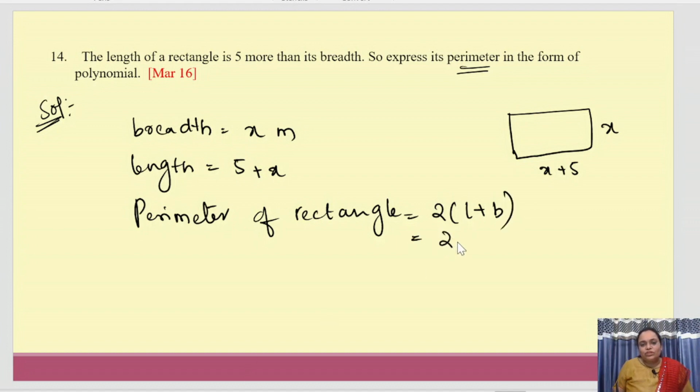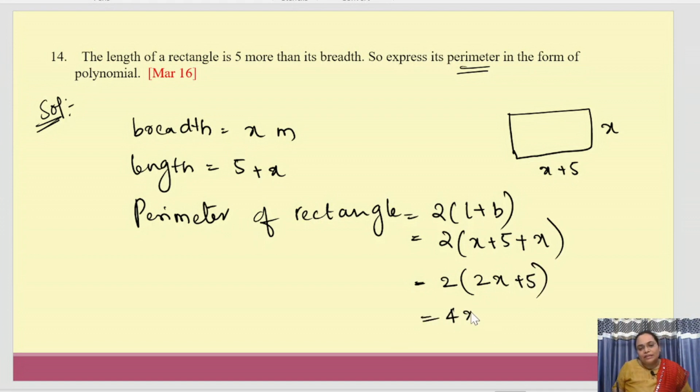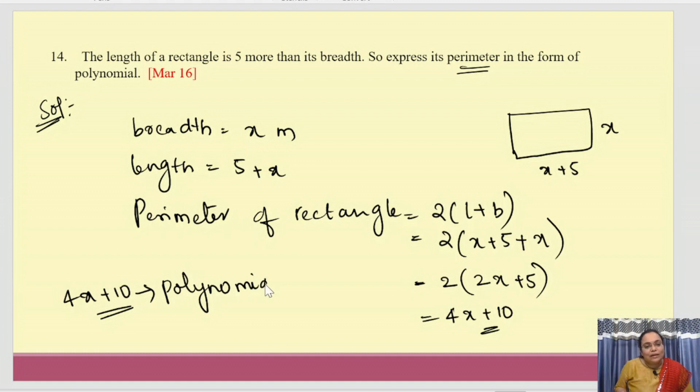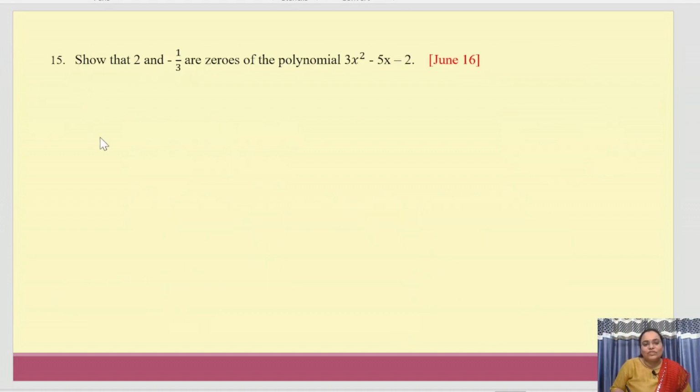Right? So, which is 2 into (L is x plus 5, plus B is x), so which is 2 into (2x plus 5). So, which is 4x plus 10. Okay. So, this 4x plus 10 is the polynomial which represents the perimeter of this rectangle. Clear? So, let us see the next question.